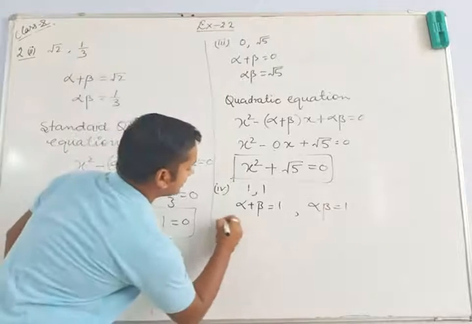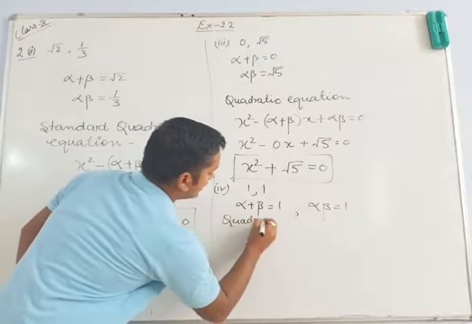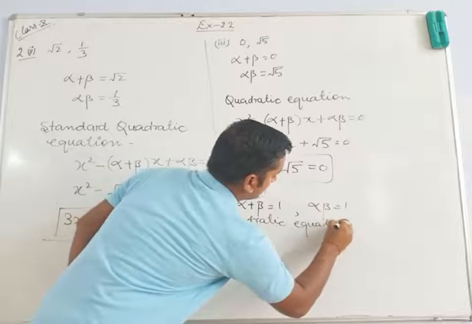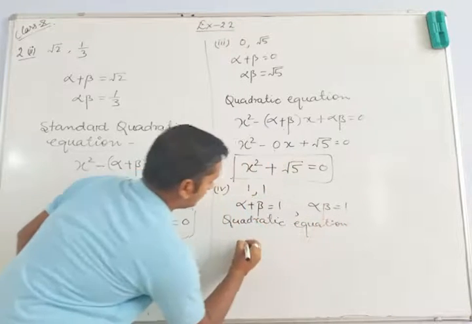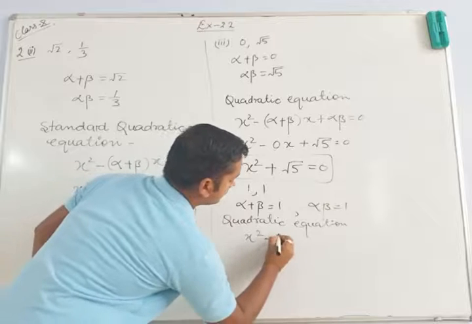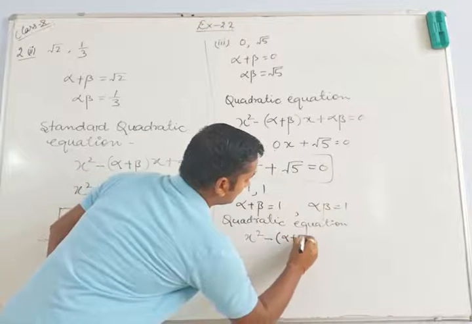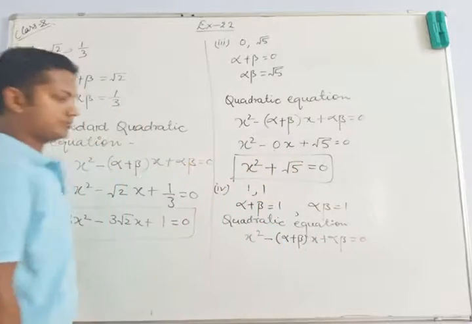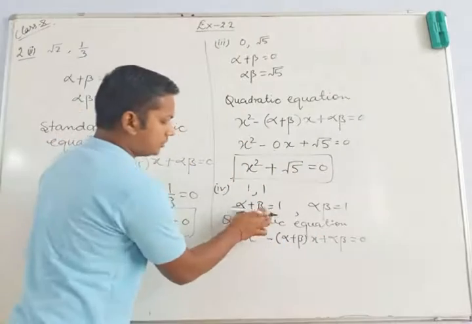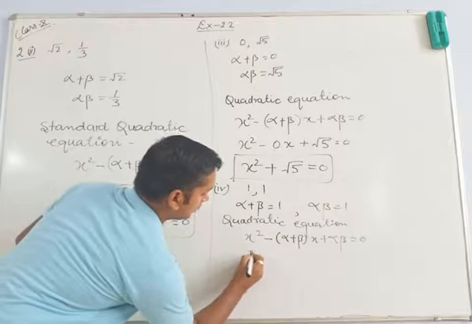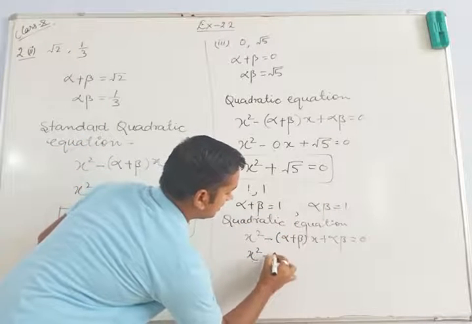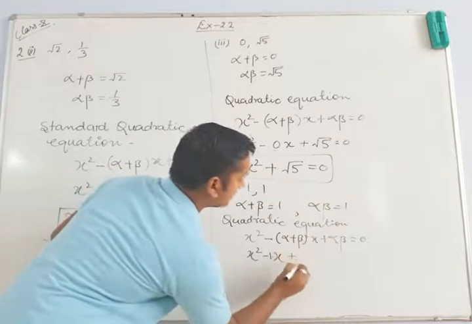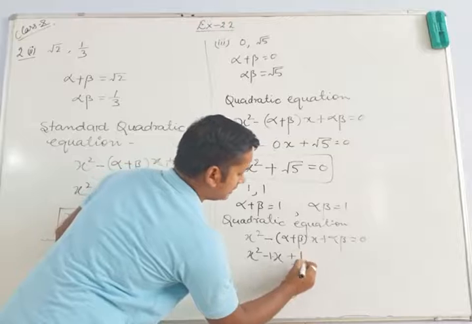Now quadratic equation क्या होती है हमारी? Quadratic equation: x square minus alpha plus beta x plus alpha beta equals to 0. ठीक है. Now we will be putting the value of alpha plus beta and that is 1. So x square minus x, the value of alpha plus beta is 1, so 1 into x plus alpha beta equals to what? 1 equals to 0.